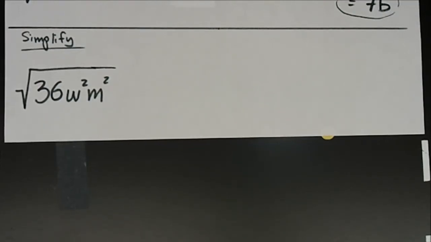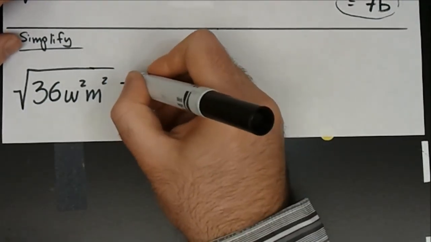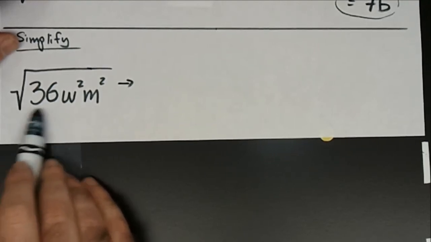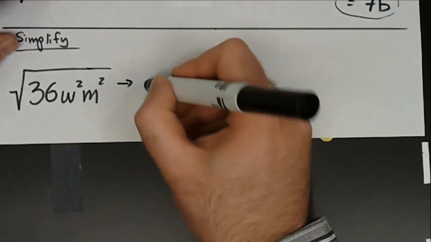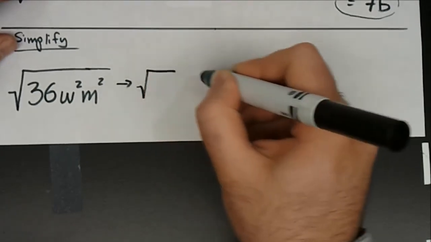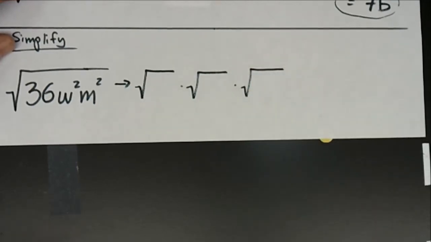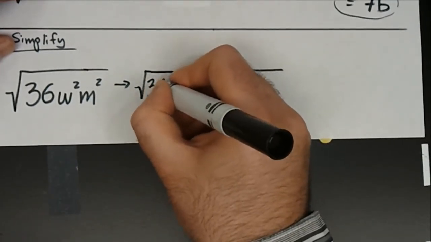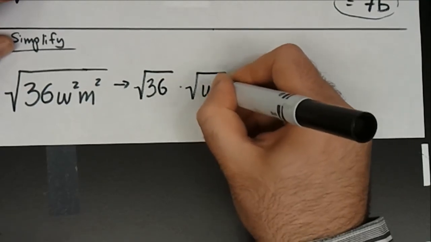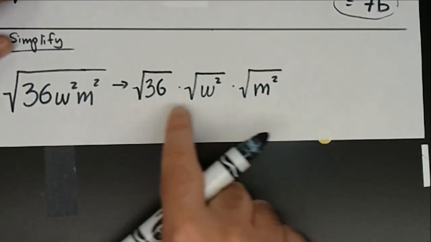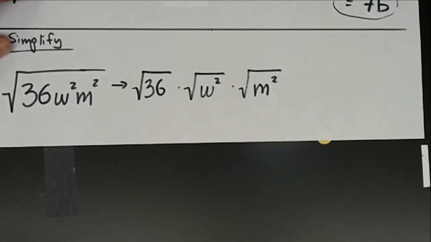Alright, so now let's see what we can do here. What are the 3 things I'm going to break this down into? Someone tell me. Right here, the 36, the W, and the M. So I'm going to write 3 separate radicals. Underneath the first one, I'm going to put 36. Underneath the second one, I'm going to put W to the second. Underneath the third one, I'm going to put M to the second. And again, these are all radicals to the power of 2. That 2 is not there, but you assume that that's a 2.